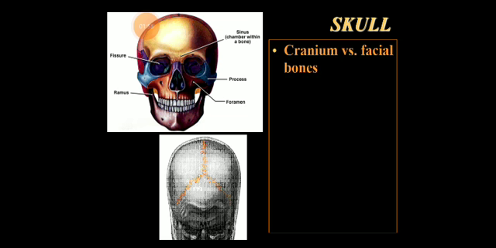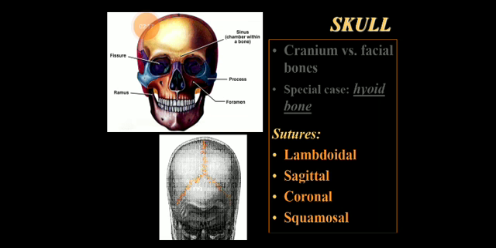The skull has cranial and facial bones. A special case is the presence of the hyoid bone, which is also associated with the skull, and each bone is attached to another with the help of sutures. The sutures are lambdoidal, sagittal, coronal, and squamosal.